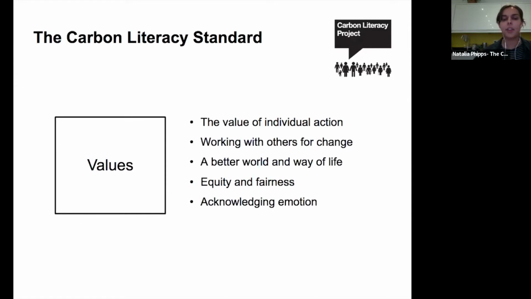And it's really important that we cover equity and fairness throughout all the courses. That value is really intrinsic to the training. And then finally, training should also acknowledge that for some people, addressing climate change carries enormous emotional content, both positive and negative. And this shouldn't be ignored, but acknowledged and really used to drive action and motivate people.